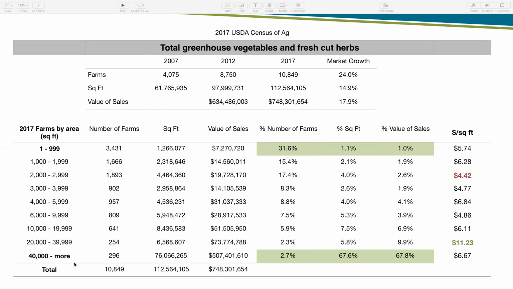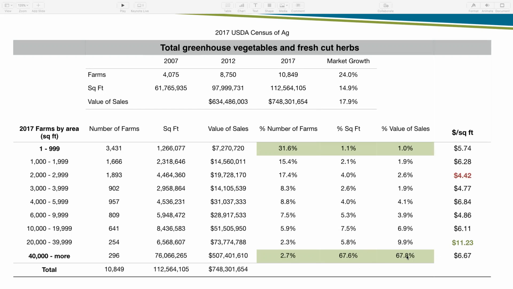And then we can jump all the way to the largest category, or the largest farms, which is 40,000 or more square feet. They represent just 2.7% of the number of farms. However, they cover 67.6% of the square footage in greenhouses in the US, with a value of sales of 67.8%. Those guys are making about $6.67 per square foot. I think this is something normal to expect: the very large farms, with a small number of those, dominate a big part of the market.